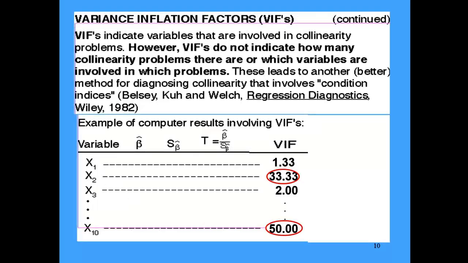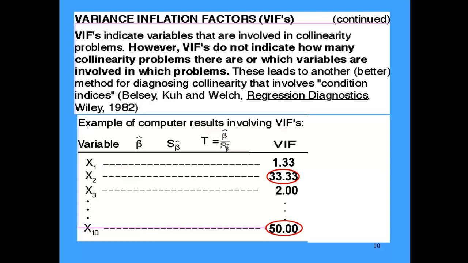Next slide. Okay. Now, I took an example, 10 X's. Suppose you have a linear regression model with 10 X's, okay? And suppose these were the 10 VIFs that you got. Now, I didn't list them all because I couldn't get them all on the screen. I'm just trying to give you an example anyhow. Now, I've circled two of them. Why have I circled those two? They're greater than 10, right?